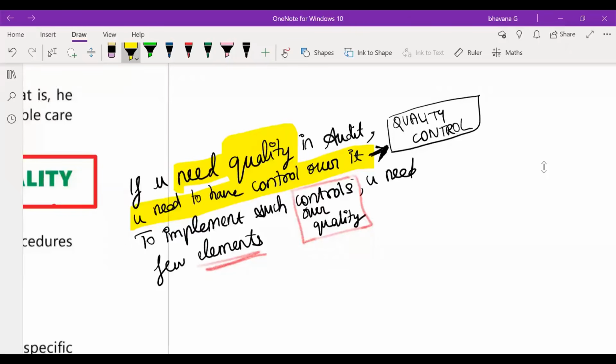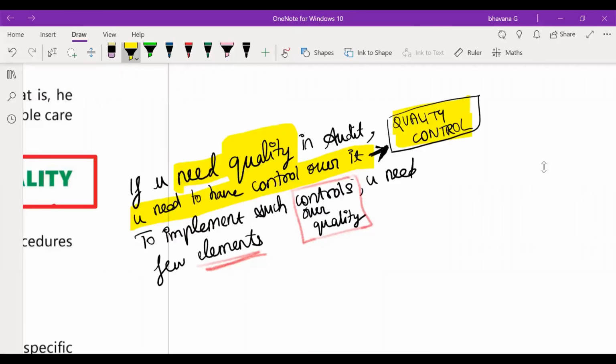In the exam, if they put controls that you will be dismissed from writing the CA Inter exam if you copy or take a bit in the exam, you will not take it. Or else everybody is ready to copy in the exam, right? So likewise, if you need quality in audit, you need to have control over it. This is nothing but quality control. So for having quality, you are having some controls.